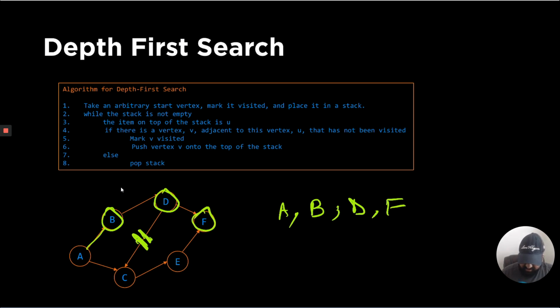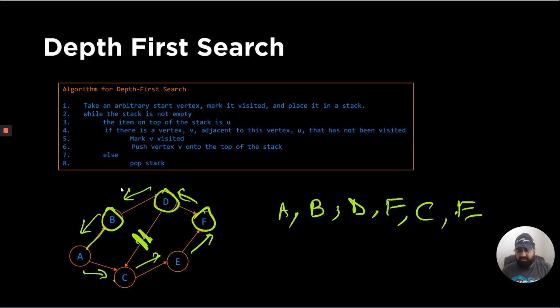Now F doesn't have any more children, so it will go back up. Now D doesn't have any more children, it will go back up. And B doesn't have any children, so it will go back up. Now A still has another child that has not been traversed, so it will print C. C still has one child that has not been traversed, so it will print E. And E has just one child, which has already been traversed. So we are done here.